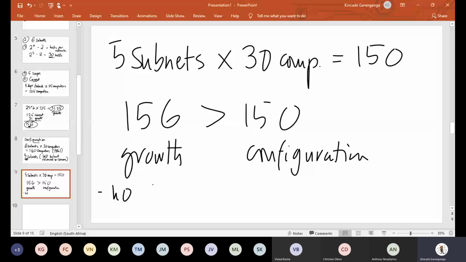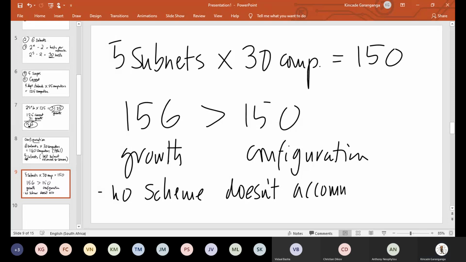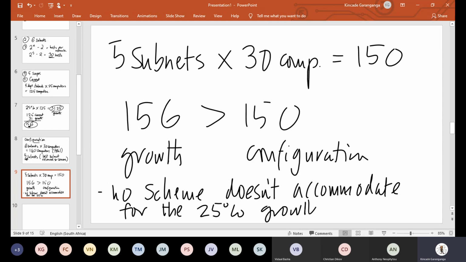So we can just say no, a scheme does not accommodate. We got the right spelling there. Accommodate. All right, so we sorted there as far as that particular question is concerned.